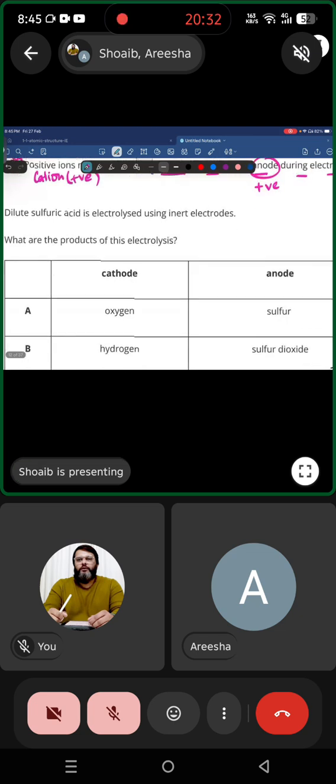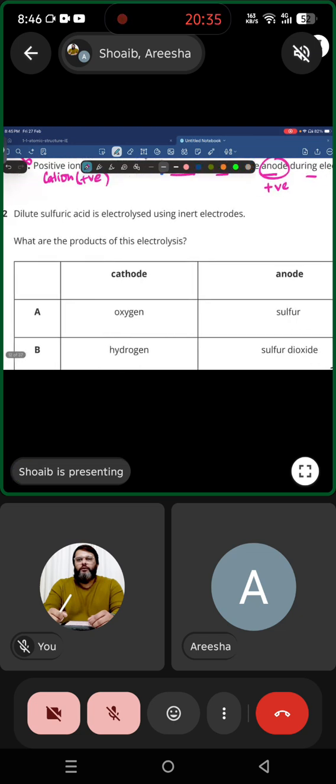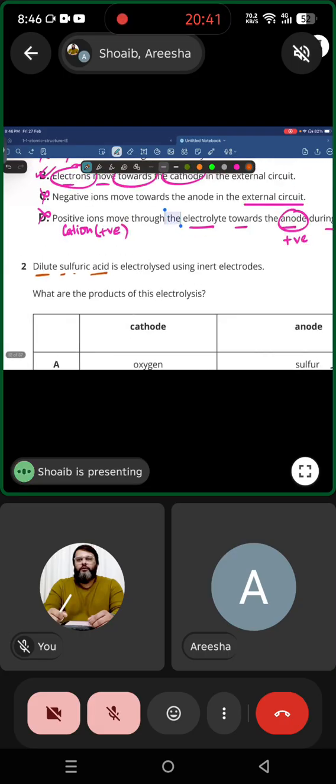Now, the next thing is dilute sulfuric acid. You have a dilute sulfuric acid here. So it will have a sulfate ion, hydrogen ion, then hydroxide ion. Okay, only these three ions will be present now. Now, sulfate ion will never be discharged. So the hydrogen and the hydroxide ion will discharge.